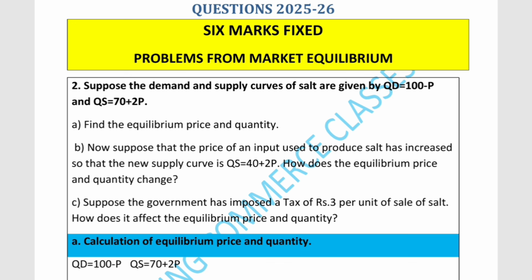In sub question B, suppose that the price of an input used to produce salt has increased so that the new supply curve is QS equals 40 plus 2P. How do the equilibrium price and quantity change? The input price for producing salt has increased, so the new supply curve is QS equals 40 plus 2P. They are asking us to calculate how the equilibrium price and quantity are going to change.